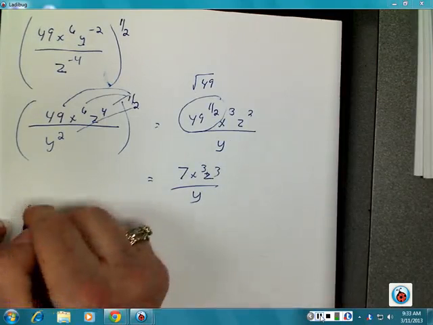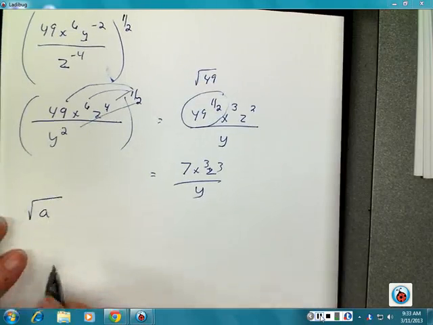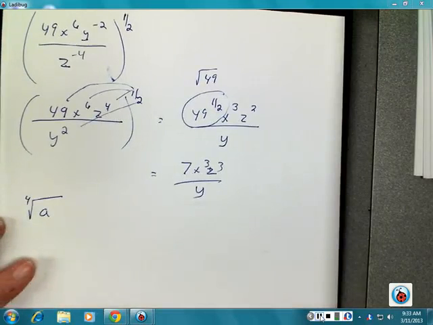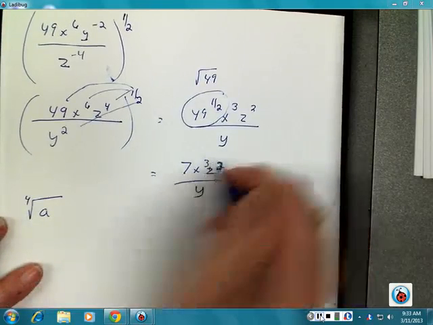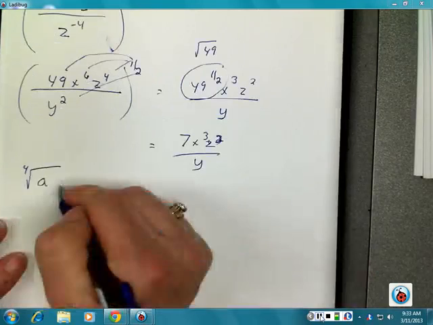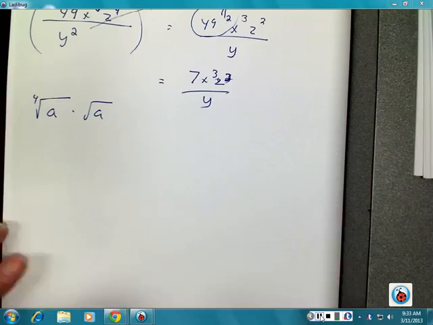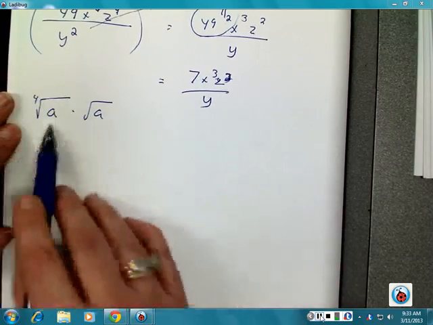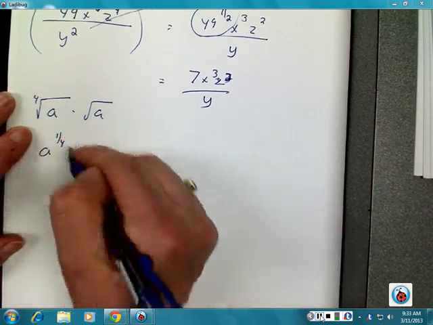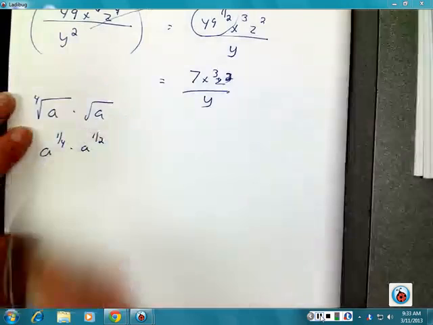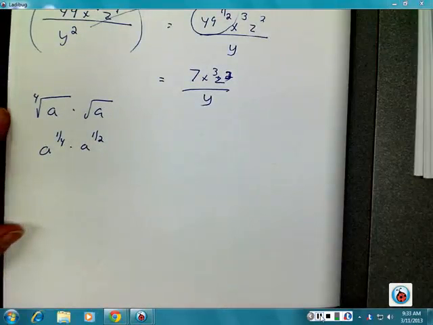Then they can give you ones that look like this. The fourth root of a, times the square root of a. Now when you look at that one, you think, yeah, I can't do anything with that. That all is kind of 2 separate radicals, so I can't really do a whole lot with it. But if I turn it back into fractional form, a to the 1/4 times a to the 1/2, I can end up working with it.